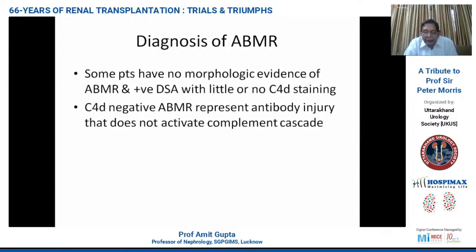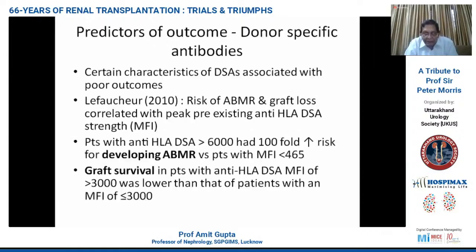Again, some patients have been seen to have no morphological evidence of ABMR and yet have a positive DSA with little or no C4d staining. And C4d negative ABMR again represents antibody injury that does not activate the complement cascade. So as you have seen, over the years we have changed the diagnostic criteria for ABMR as we learn more about this condition.